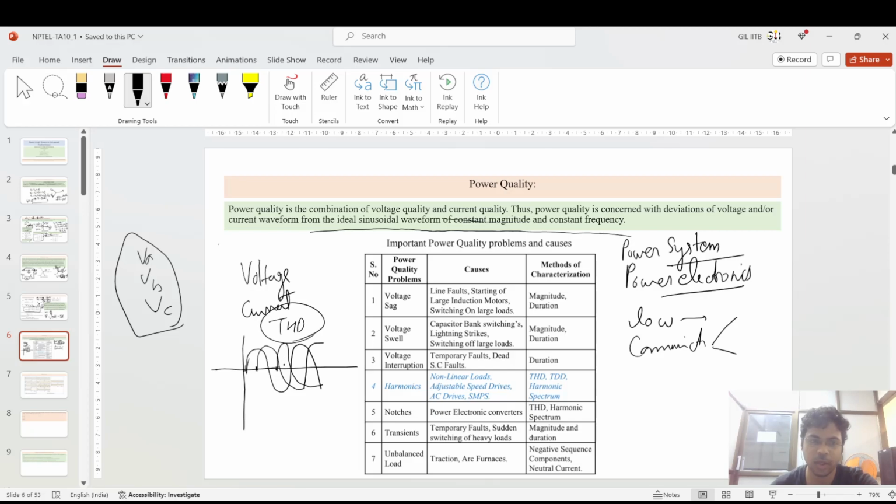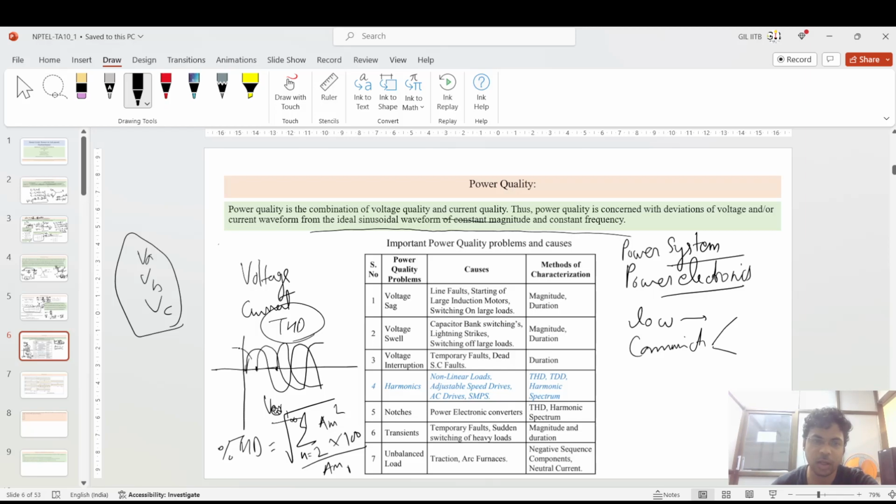What are the parameters to take? First, THD is one of the parameters to check. There are multiple THD definitions. One which we normally use is with respect to V1, the fundamental component. THD is basically defined as the square root of the sum of the components from n equal to 2 to infinity, that is Vn squared, divided by V1. This is the basic THD definition. Percentage THD means multiplied by 100.